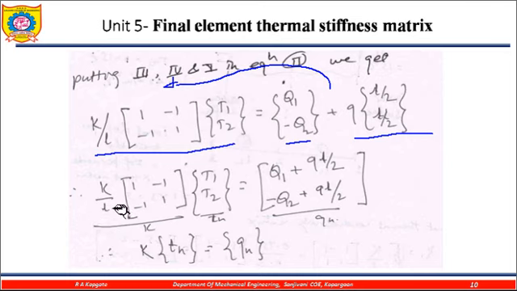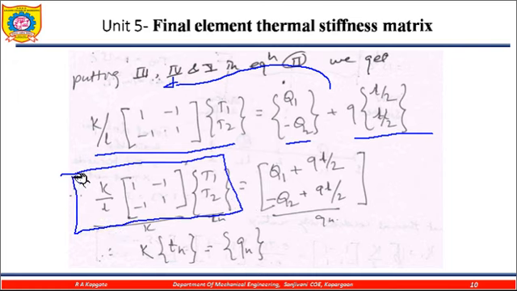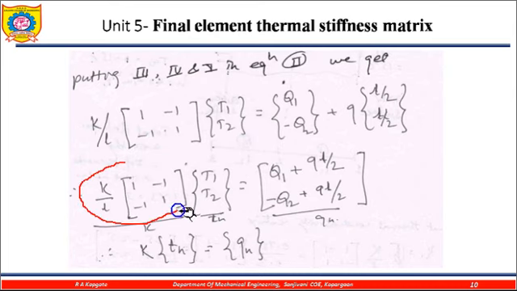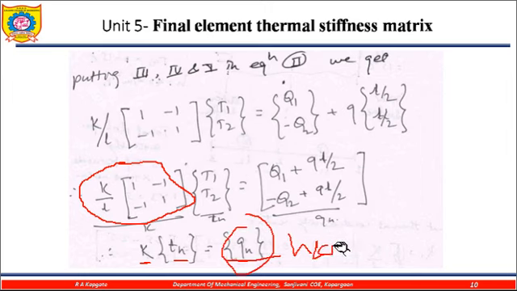Hence what we get is equal to this term, the same one. Only here we are manipulating this q into L. So q1 plus qL upon 2, minus q2 plus qL upon 2. So this is the right hand side term here. Hence what we get, K into this is my element stiffness matrix for the heat transfer 1D. So element stiffness matrix K into Tn is equal to Qn. This Qn is my heat flux.